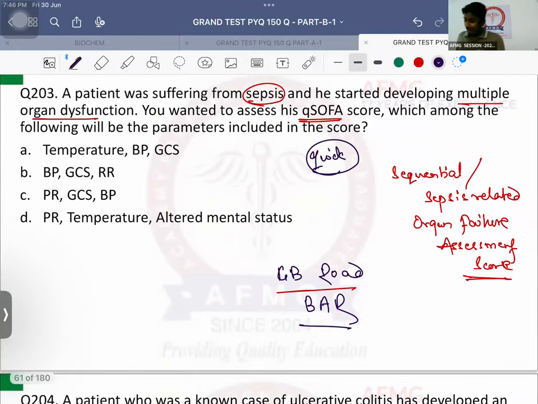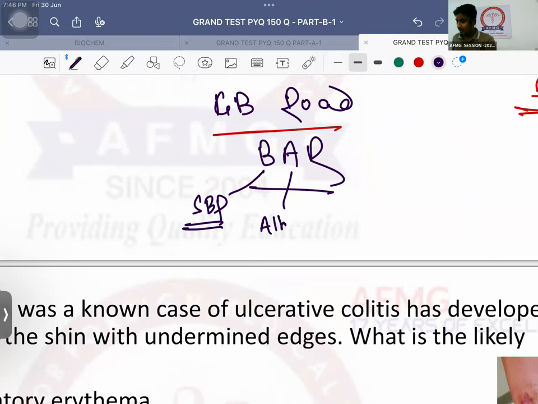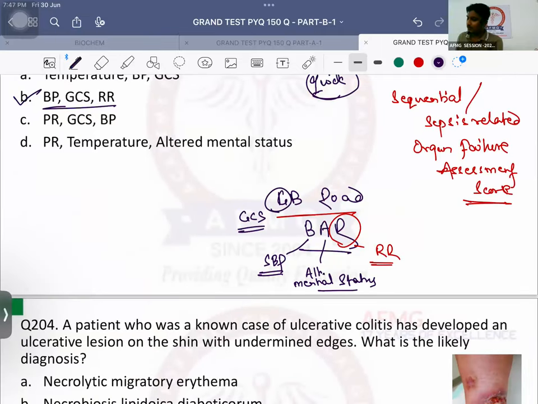Important is definitely. So B stands for what? Systolic blood pressure less than 100 millimeters of mercury. A stands for altered mental status. Okay, altered mental status can be assessed with the help of GCS. Okay, Glasgow Coma Scale. So it is one and the same thing. And R stands for respiratory rate more than 22 breaths per minute. Answer should be option B. Any issues with this?